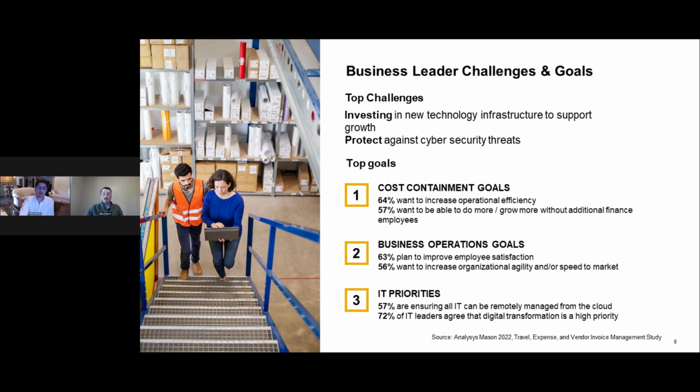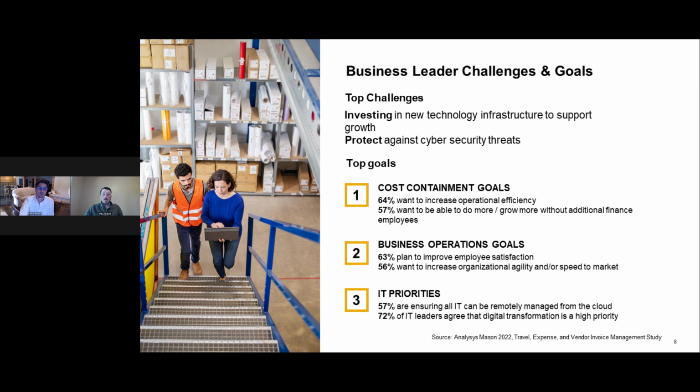Next, business operation goals are focused on employee happiness and increasing agility. Improving employee satisfaction was top of mind of 63% of the organizations. And increasing organizational agility or speed to market was top of mind of 56%.